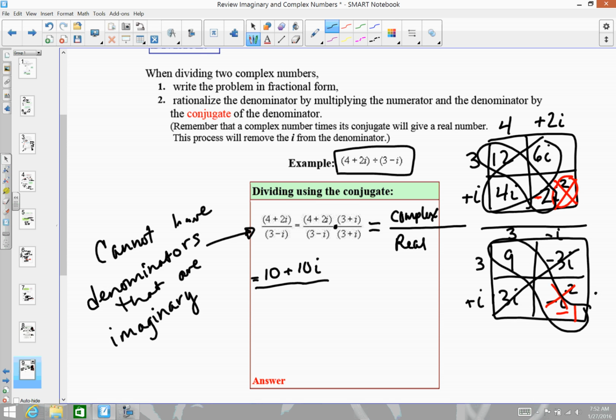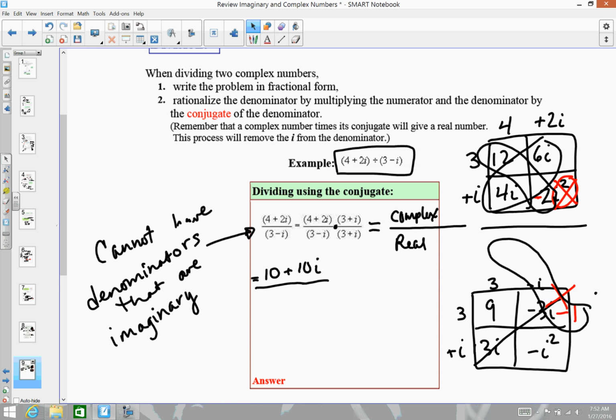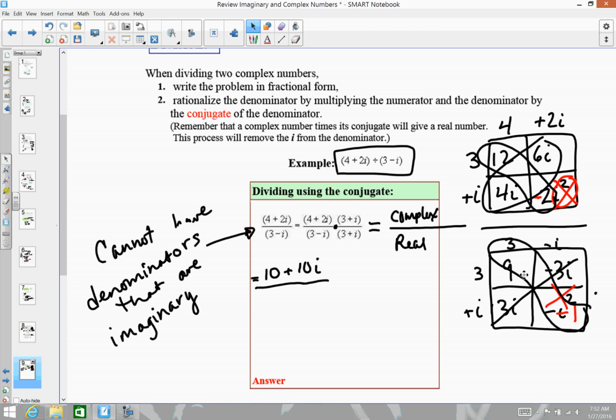No, I've got a mistake there. Sorry for that pause in here. Negative i squared. The i squared part is replaced with a negative 1, but I really have a negative 1, which becomes a positive 1. So when I combine that with my 9 and a positive 1 gives me 10.